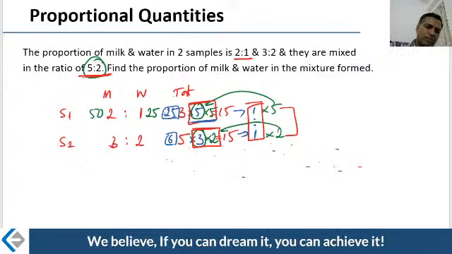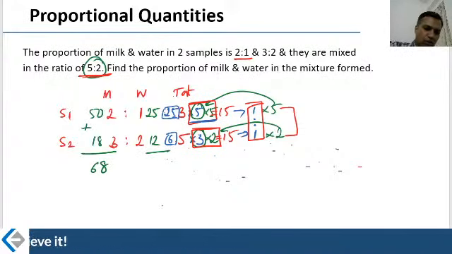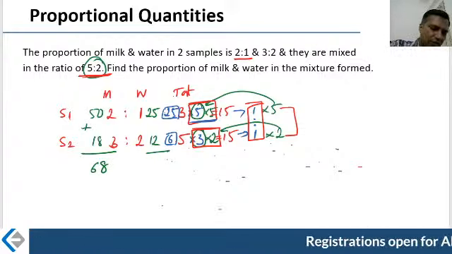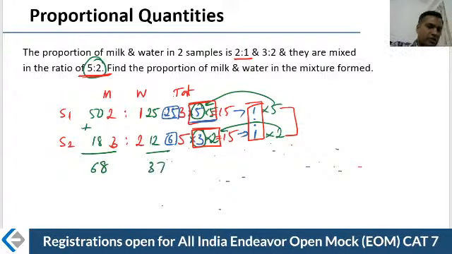Let's come to the second one. 6 and 5. Now 6 into 3, 18. Then 6 into 2, that becomes 12. Now add them. You get the milk, which is nothing but 68. That's the milk. Hey, what about the water? 25 plus 12, which is nothing but 37.